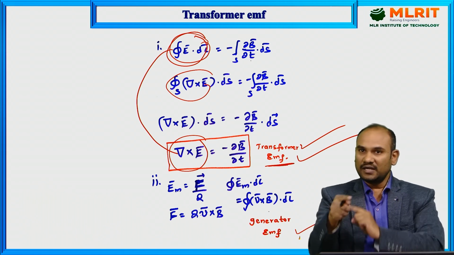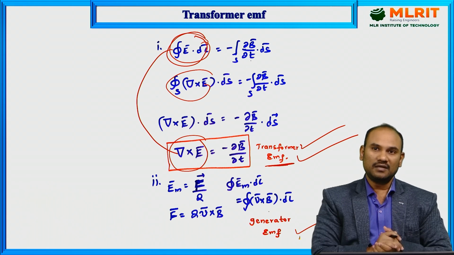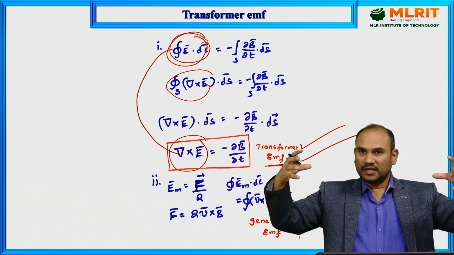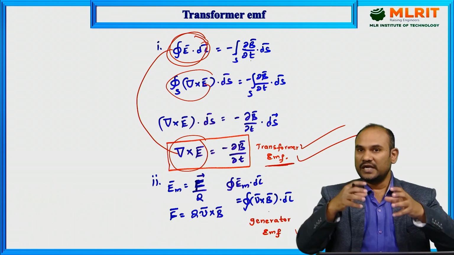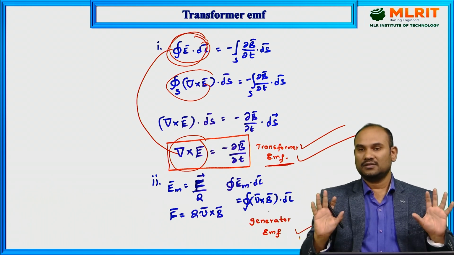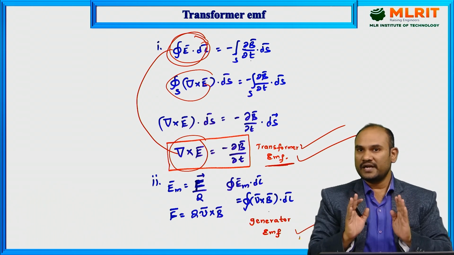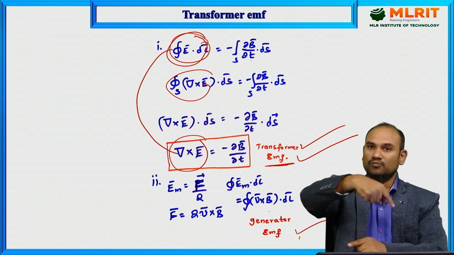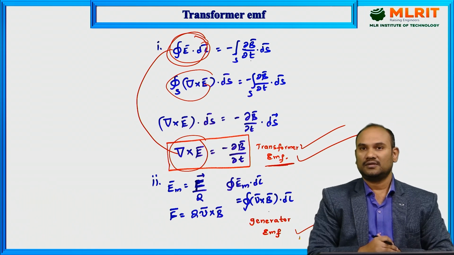So the conductor is moving, but the magnetic field is static. Why am I saying static? Because there are two magnets. Due to magnets you get a steady or static magnetic field. Magnets are fixed. There is no change in the magnetic field, but there is movement in the conductor. A moving conductor in the presence of a magnetic field. You get EMF induced in this case also.